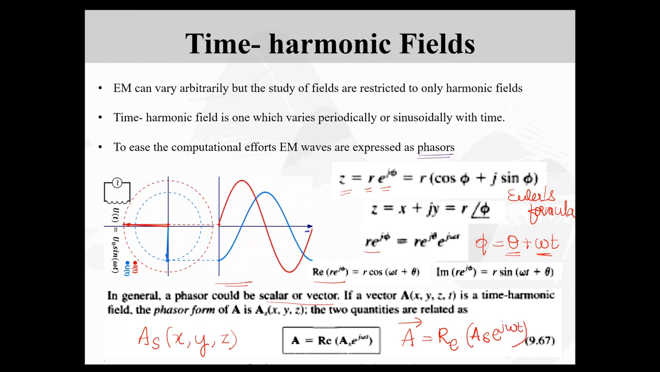This is the case when the given vector has a cos term. Likewise, if it was a sinusoidal variation, then instead of the real part, we would write the imaginary part, that is Im of A s into e to the power j omega t.